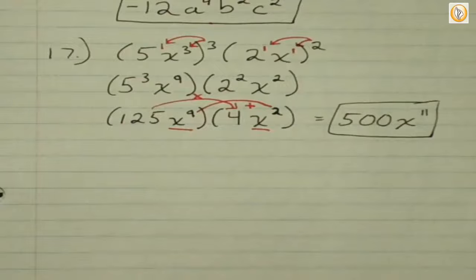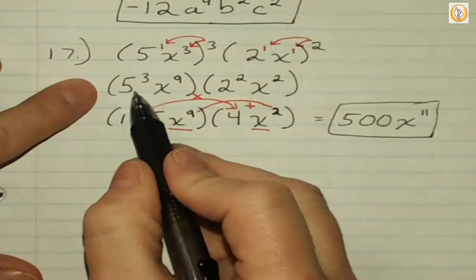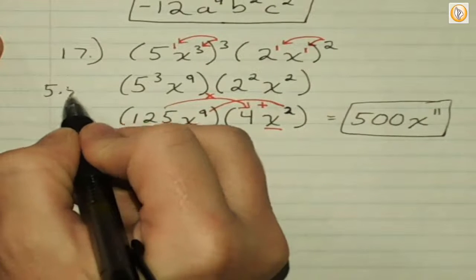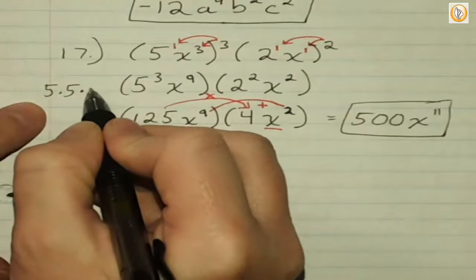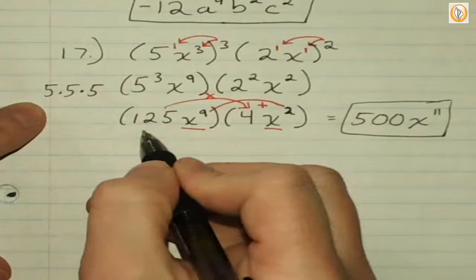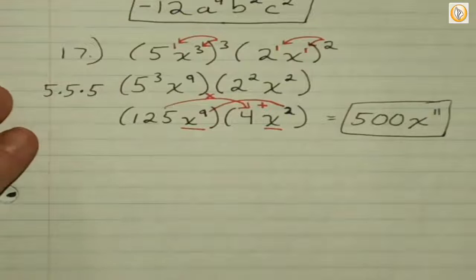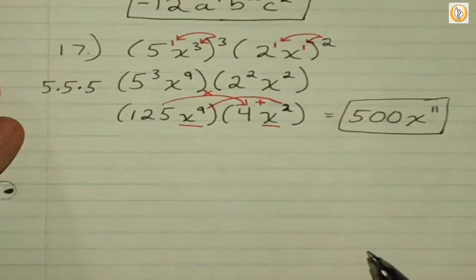Any other questions, Cecilia? Right here, 5 cubed, it's 5 times 5, which is 25, and 25 times 5 is 125. Good question. Does that help? Any other questions?